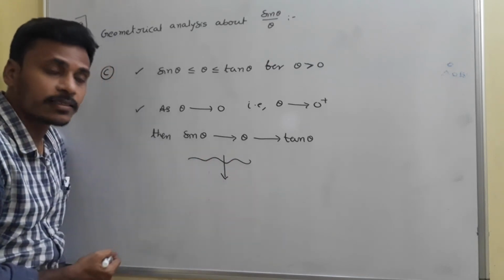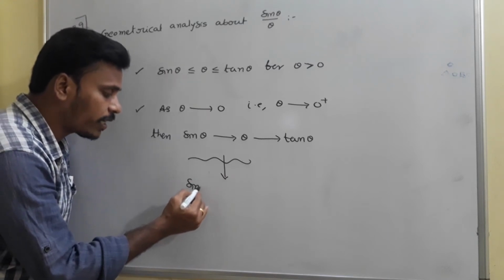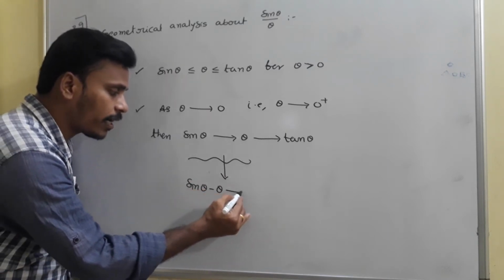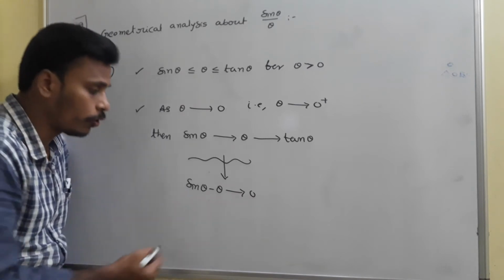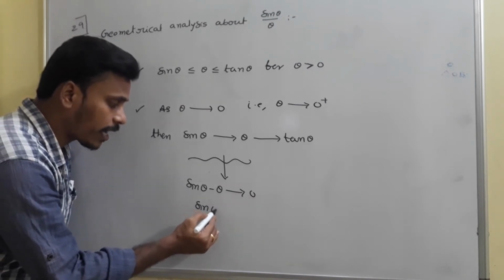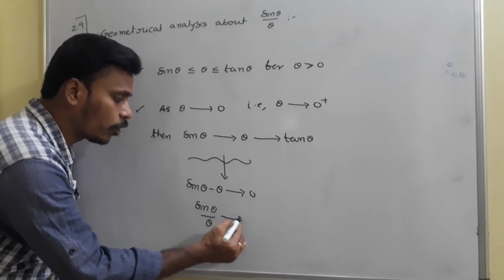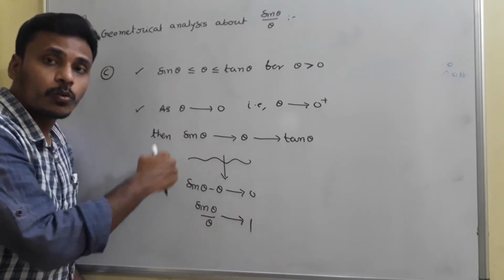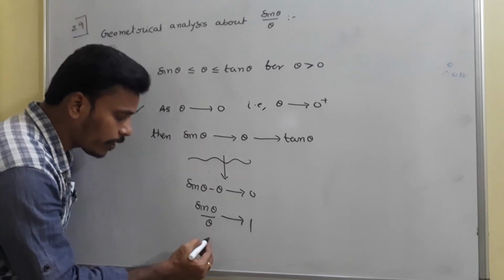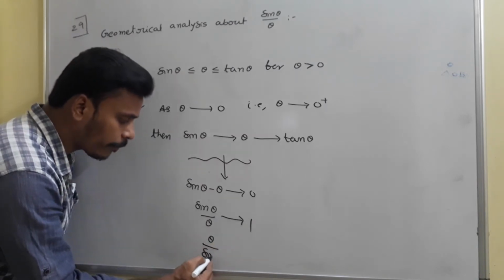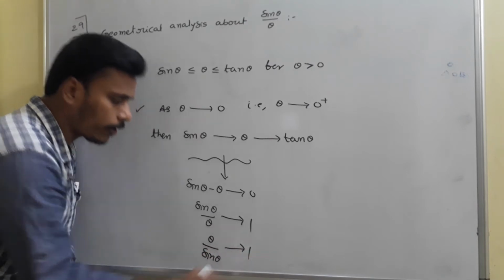As sin theta is tending to theta, I will say that sin theta minus theta is tending to 0 because they are equal, the difference is almost 0. And sin theta by theta is tending to 1, as they are almost equal. See, the ratio between those two is almost 1. So in the same way I will say theta by sin theta is also tending to 1.